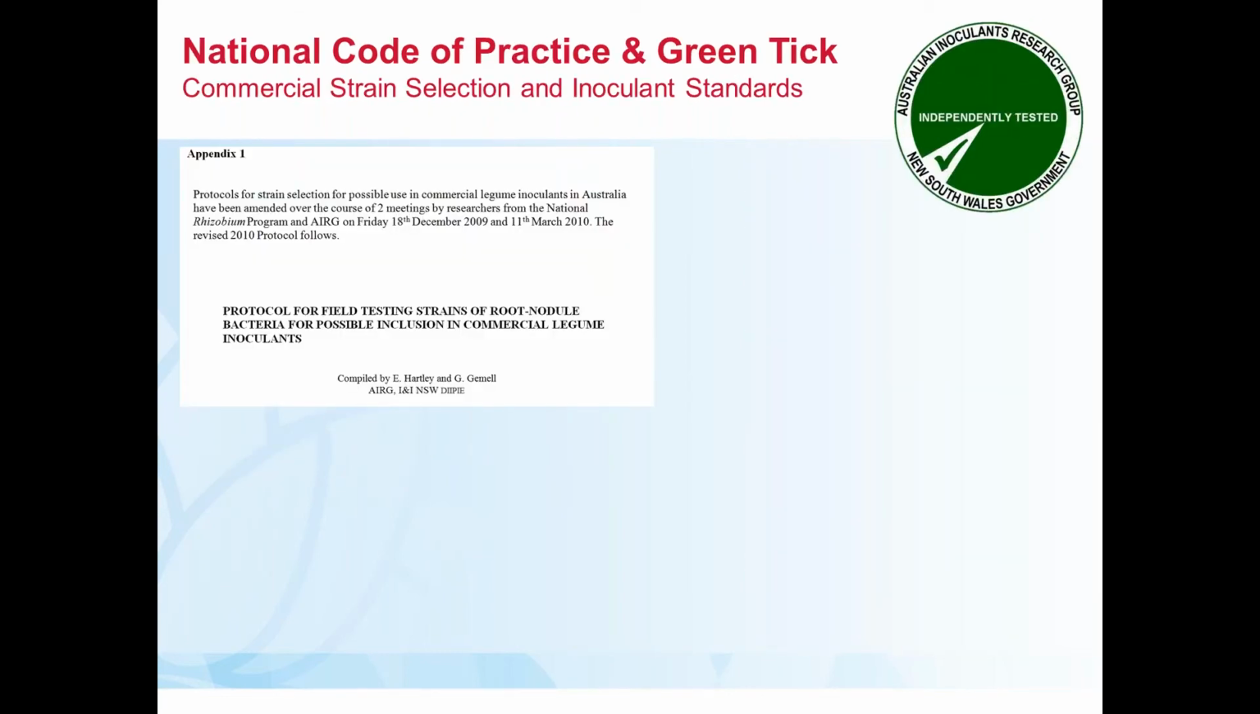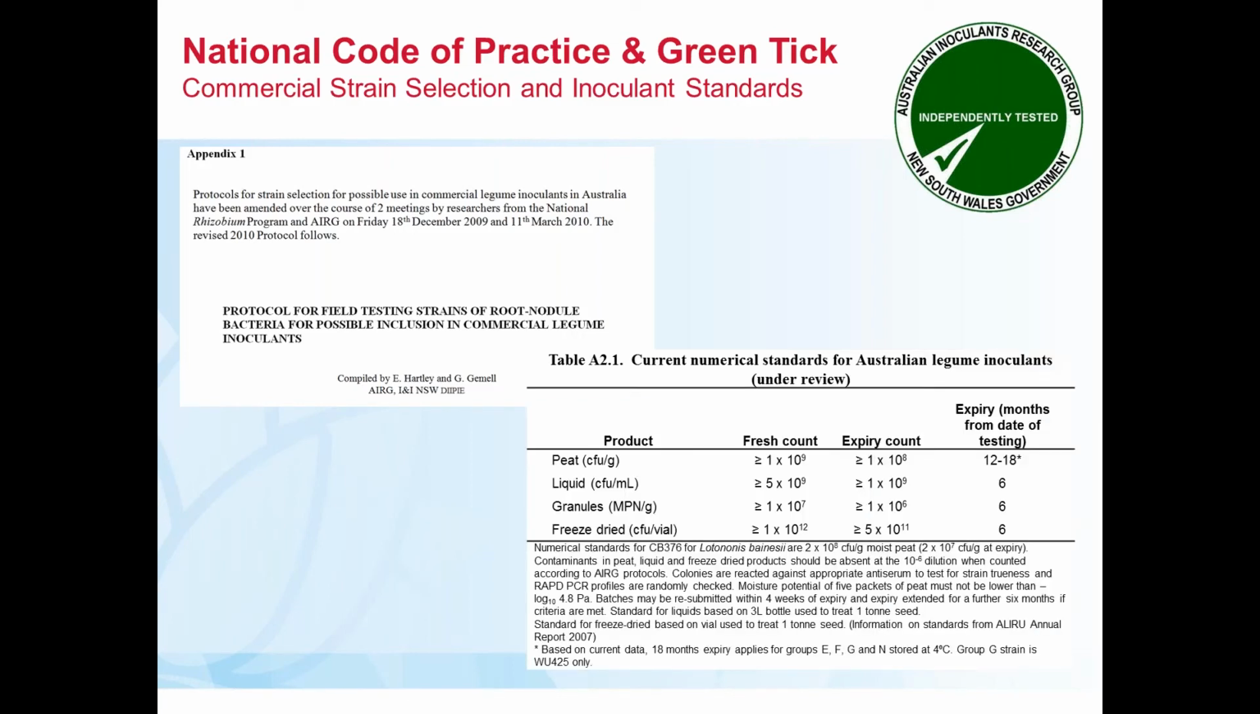So our group curates the National Code of Practice and Green Tick Scheme, which I want to tell you about today. Basically there are two parts to this National Code of Practice. There are the protocols for selecting the elite commercial strains in Australia, and there are also the current numerical standards for legume inoculants. Under this program, there are 41 official commercial strains that have been developed over many, many years, and these cover over 100 legume species. And within these species, there are many, many legume cultivars. So there's quite a broad reach of these commercial strains.